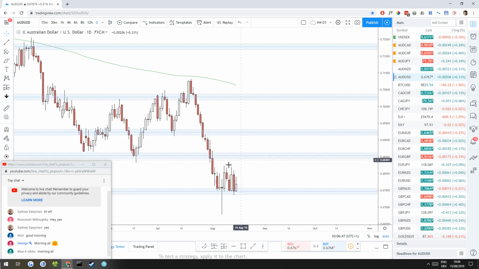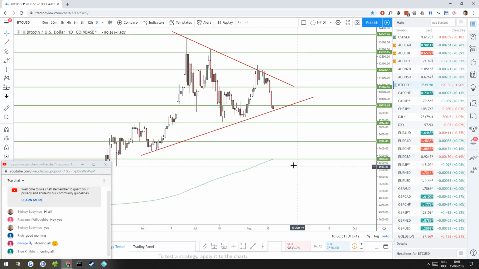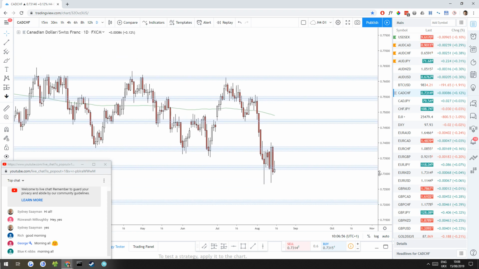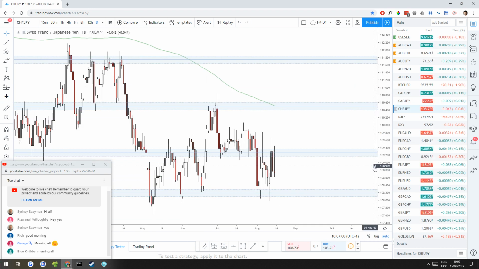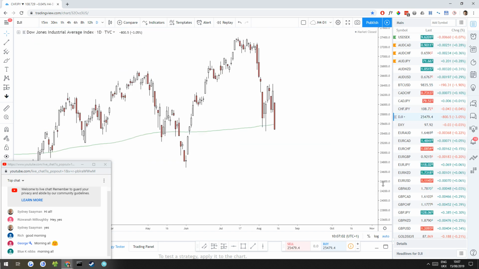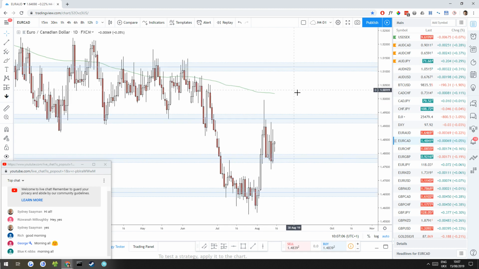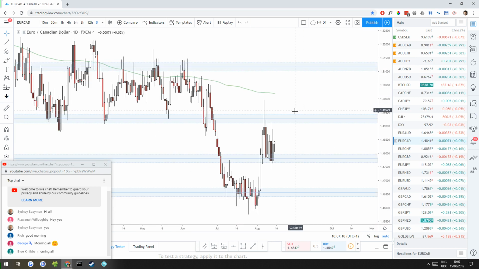Nothing there. Nothing really here that I'd be comfortable trading. There's just BTC. Don't worry about that. Nothing. No. Not interested. Euro AUD, not interested. Yeah, not interested.